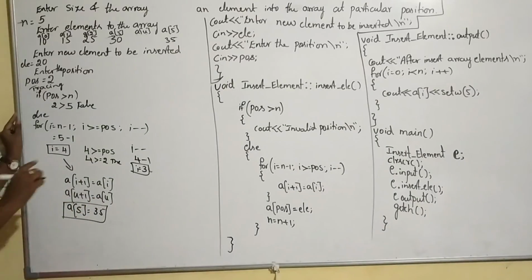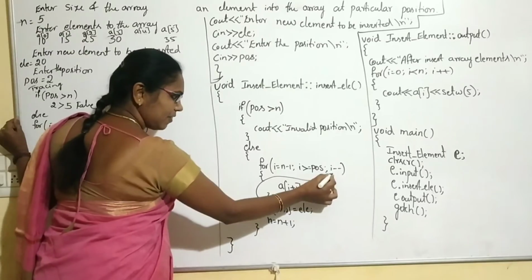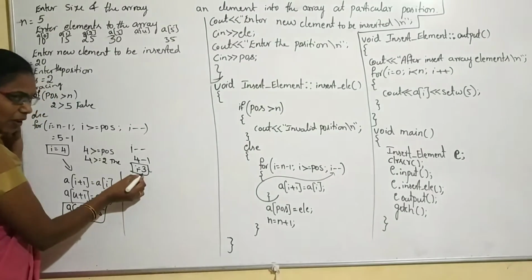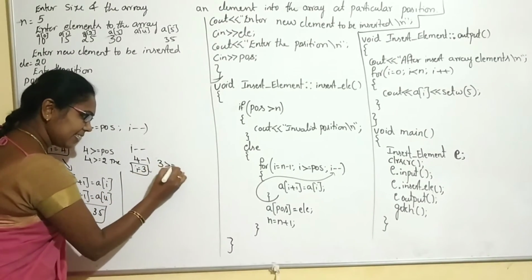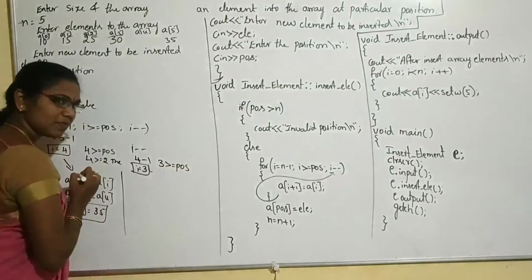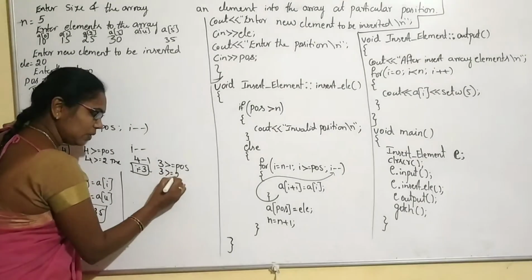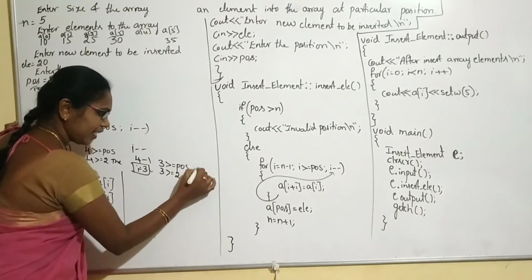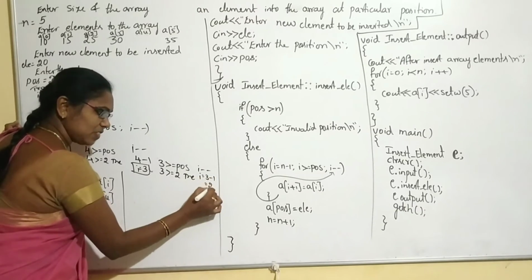Are you clear? Next, it is a for loop statement, right? Again, it will take the decremented value of I. So what is the decremented value of I? 3. So this 3 is greater than or equal to position. What is the position value? 2. Then 3 is greater than 2, right? Condition true. Again, for the next iteration, I equals 3 minus 1. 3 minus 1 is 2.